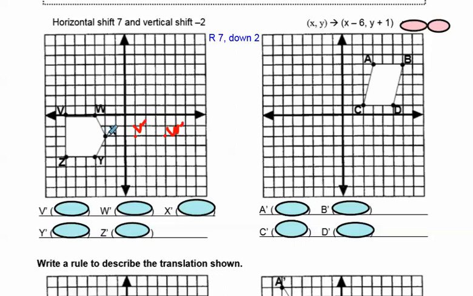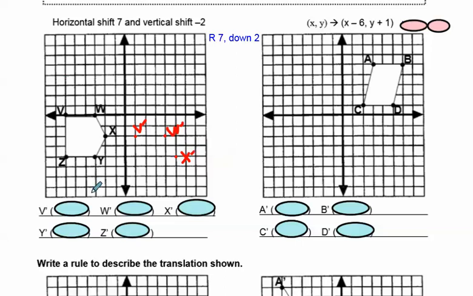You could do X next. 1, 2, 3, 4, 5, 6, 7, and then down 2. And we call that guy X prime. Hopefully your handwriting is much better than how I'm writing on this thing.